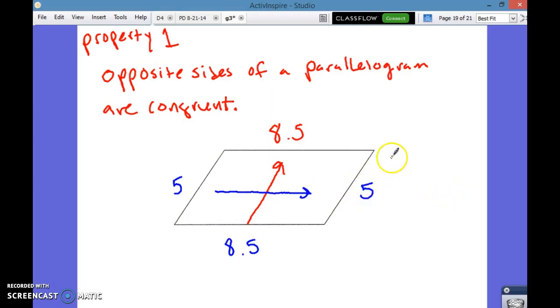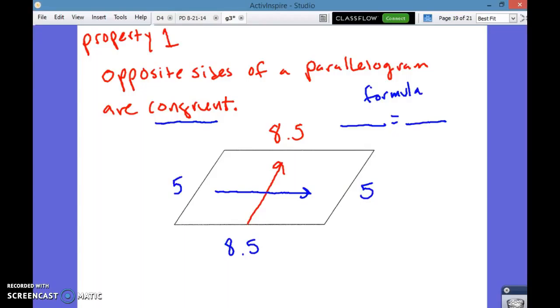If we're going to use a formula, a nice little way to write out a formula for this. Remember, when we see the word congruent, we should think of our formula of blank equals blank. Those opposite sides are going to be equal to one another. So that illustrates property number 1.